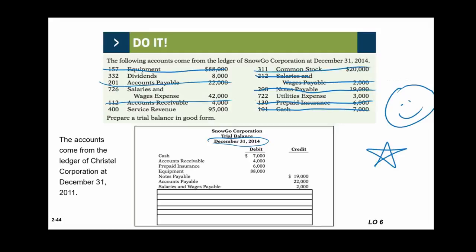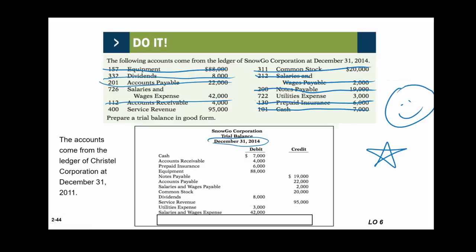Common stock, 20,000. That goes also under credits. After that, we have dividends. It goes under debits. You have to be very careful about that. Next, what do we have? Service revenue, salaries and wages expense, and utilities expense. At the end, once you're done entering all these, you have to include the total of the two columns. In this case, we have 158,000 on both sides. That means that we did, hopefully, a good job. We're not sure that we made no mistake, but if you had 157 on one side and 158 on the other, that means you're 100% sure that you made a mistake. Okay?